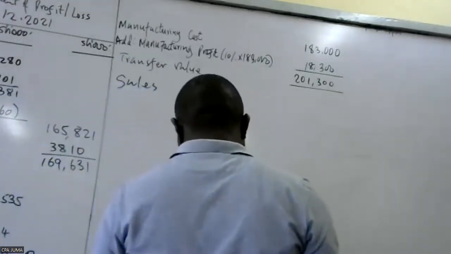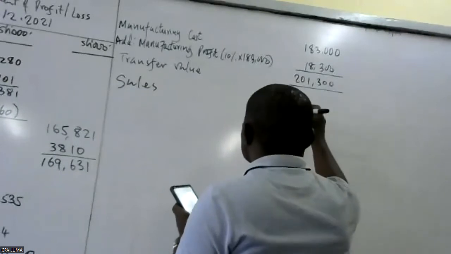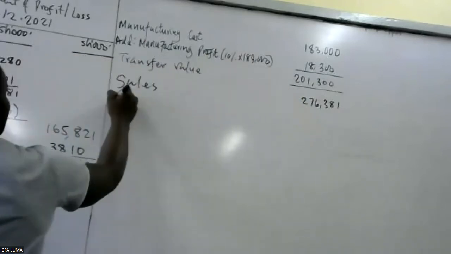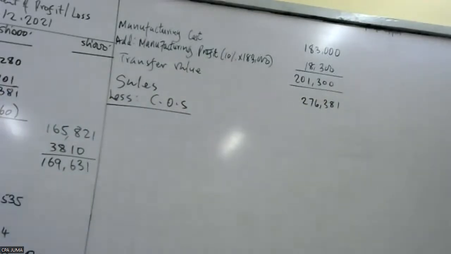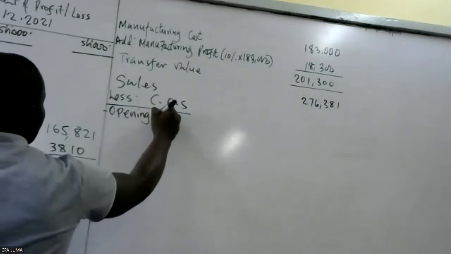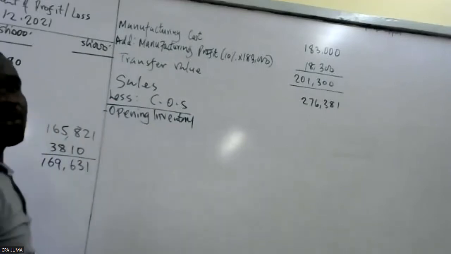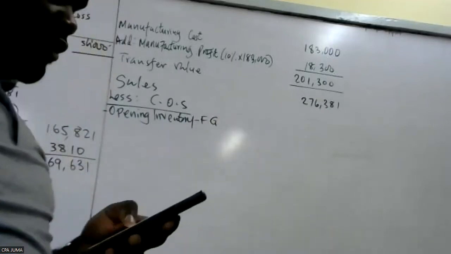How much was sales? 160, 276, 381. Less cost of sales. Cost of sales, opening inventory. Which inventory, students? What are we selling? Finished goods. So here you bring finished goods. What was the opening finished goods?